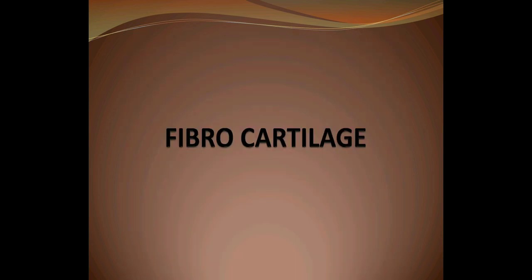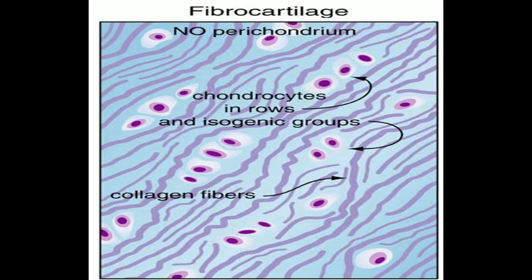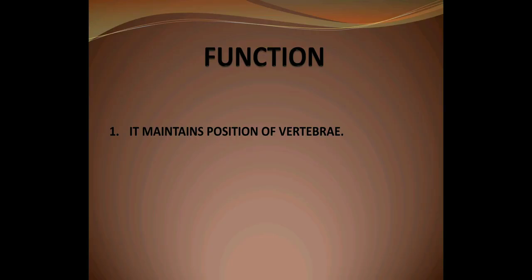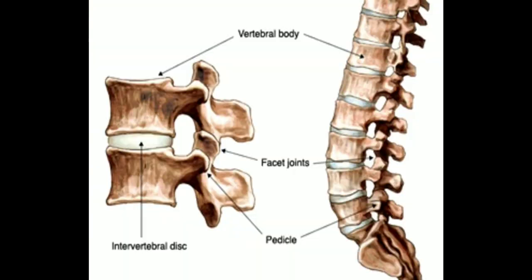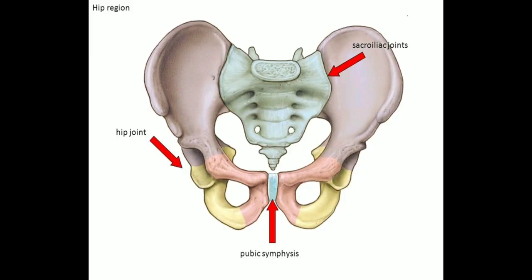Then coming towards the next one, fibrocartilage. Here you will find perichondrium is absent and matrix contains bundles of collagen fibers, that is white fibers. There will be few chondrocytes and those chondrocytes are scattered in fibers, and it is the most rigid type of cartilage. Main function is that it maintains position of vertebra, and it is normally found in intervertebral discs. Then you will see it is found at pubic symphysis.